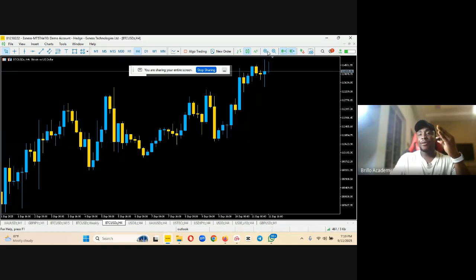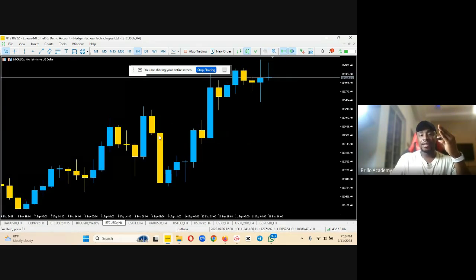Now, let's take a look at this long candle, the one we are seeing in the middle. The idea behind this candle: this is a bearish candle. The market opened from here. Before coming down, it went up to this zone and formed a high.